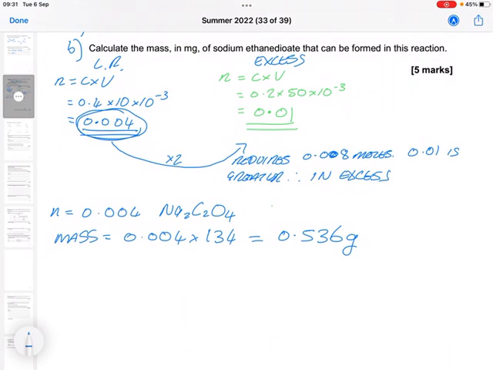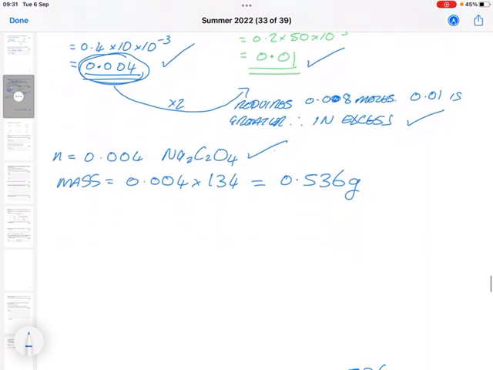So here's where the marks are. There's 1 mark for calculating that. There's 1 mark for calculating this. There's 1 mark for showing or explaining why the sodium hydroxide is in excess. 1 mark for using the ratio to get the moles of this, and then 1 mark for the mass in milligrams.